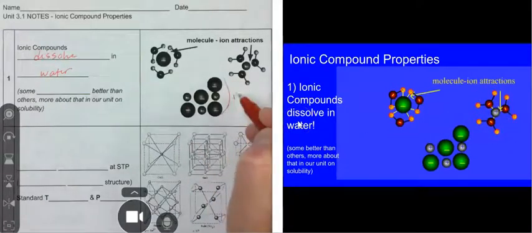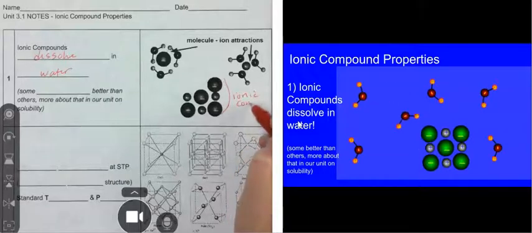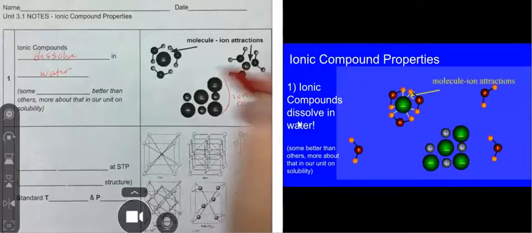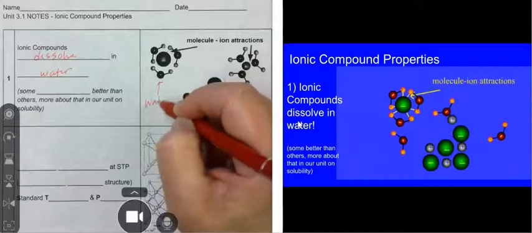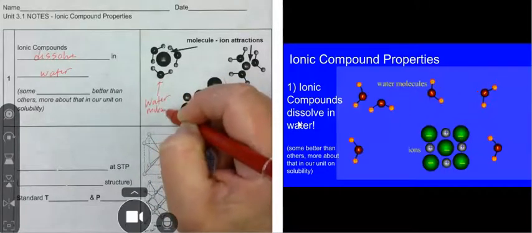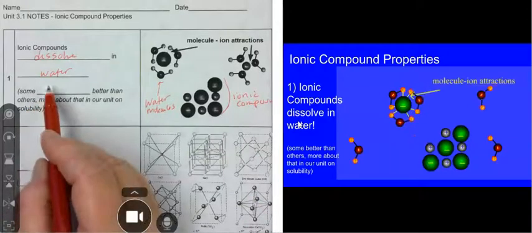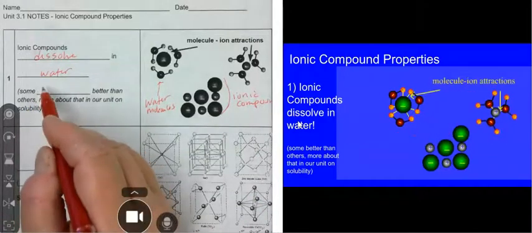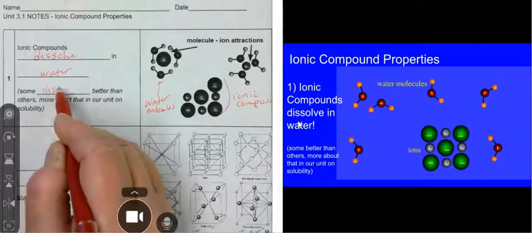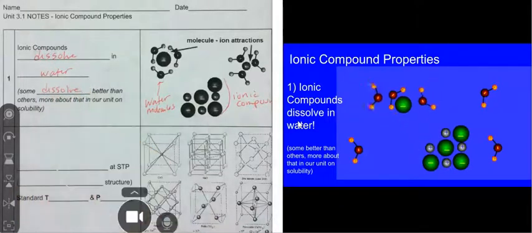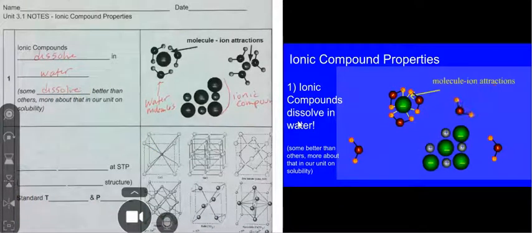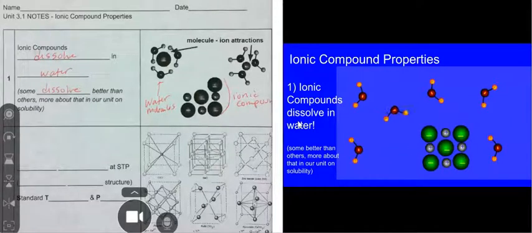So here we've got our ionic compound, and these are water molecules. It turns out that some ionic compounds will dissolve better than others, but we'll talk more about that in our unit on solubility. That'll happen later on in the year.